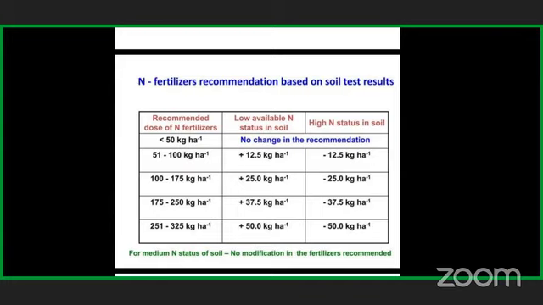So if your soil is low in nitrogen content, then we should increase the dose by 12.5 kg per hectare, or if it is high status, then we will decrease the dose by 12.5 kg per hectare.